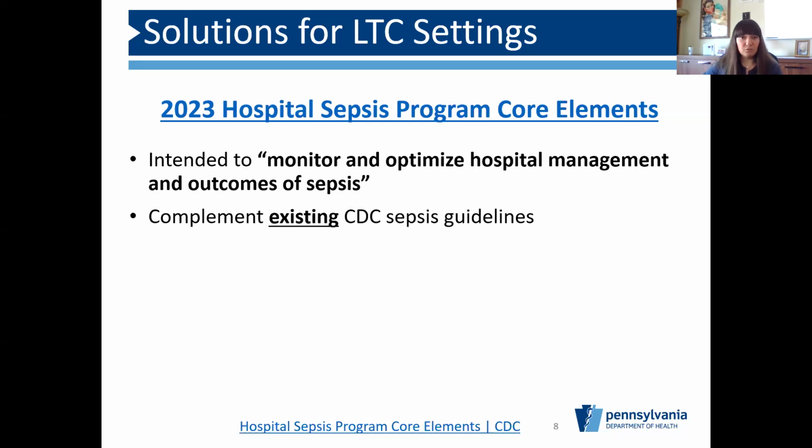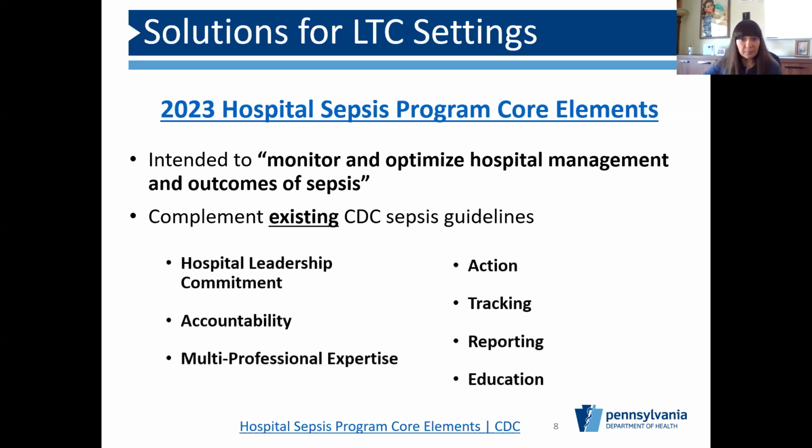So what are the 2023 Hospital Sepsis Program core elements? Well, they are a framework intended to monitor and optimize hospital management and outcomes of sepsis. So again, this absolutely applies to long-term care. They really complement the existing CDC sepsis guidelines, which include hospital leadership commitment, accountability, multi-professional expertise, action, tracking, reporting, and education. So we're going to look at each of those things in greater detail and talk about how to apply them to our own unique long-term care settings.